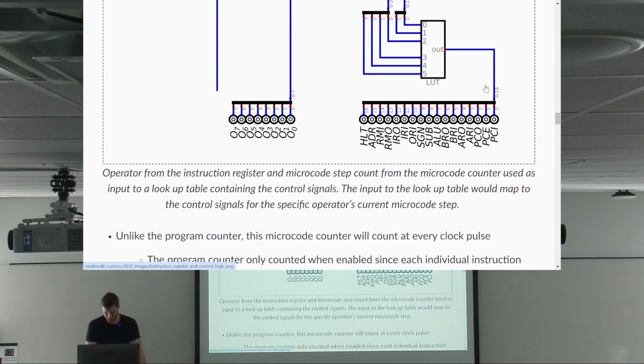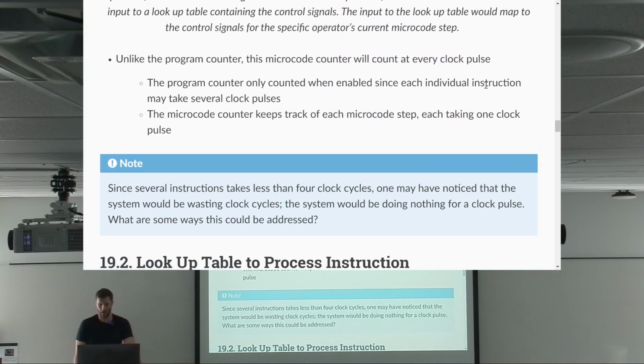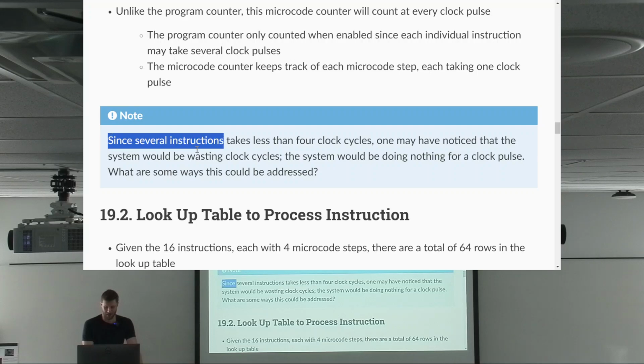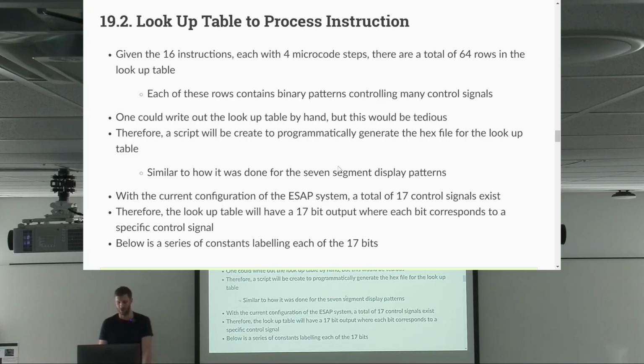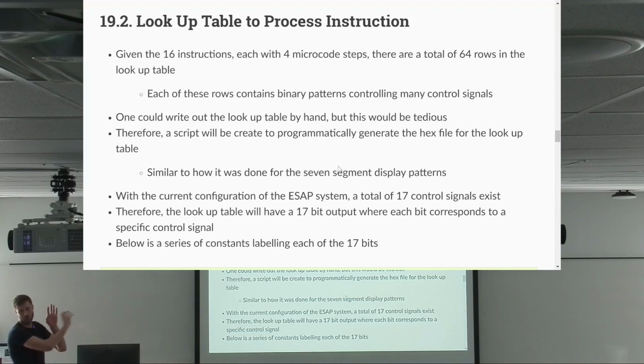All right. So unlike the program counter, this one will count every clock cycle, so we don't need to control when it's enabled. And this is just the note about we could end early. So, lookup table to process instructions. Given the 16 instructions, each with 4 microcode steps, there are a total of 64 rows in the lookup table. Each of these rows corresponds to the bit pattern for the control signals for the row identified by that 6-bit input, the 4 and 2.